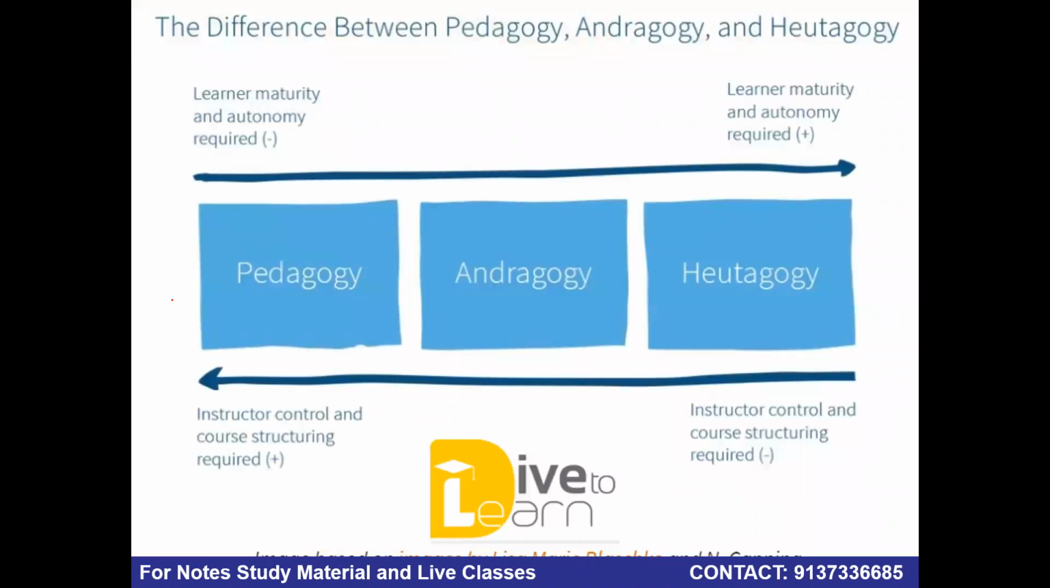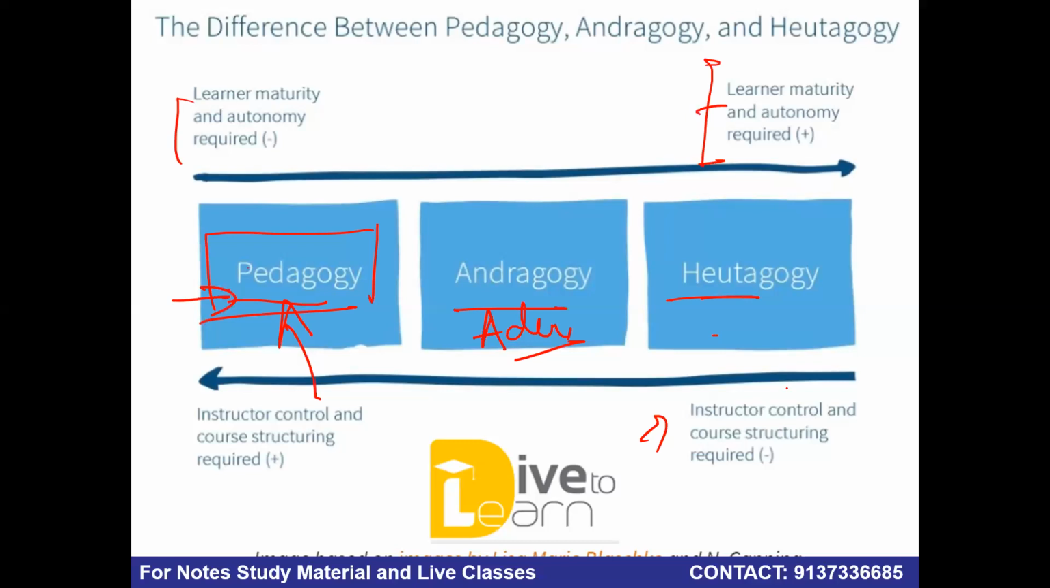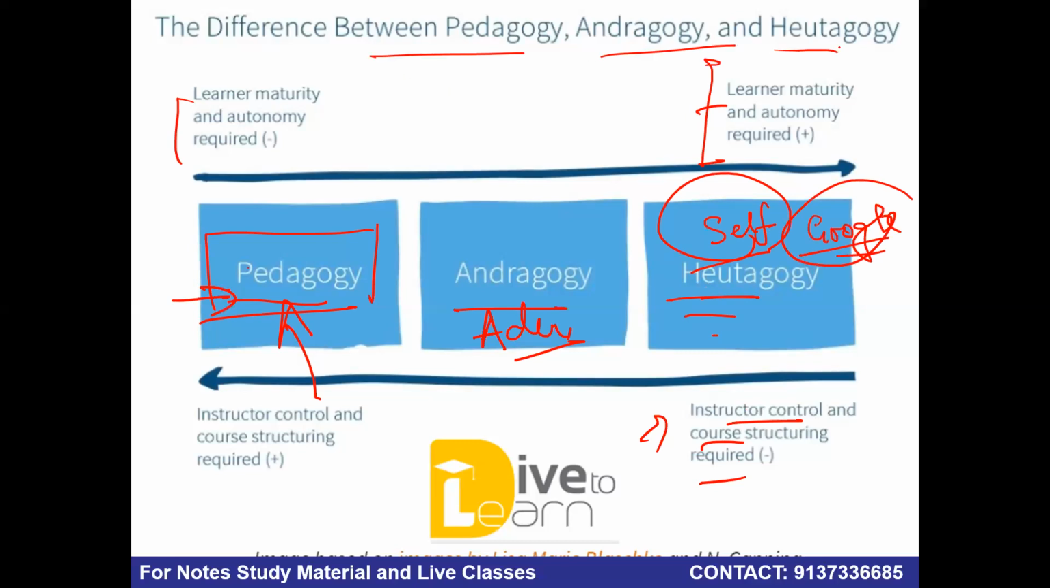So pedagogy is child teaching. Here learners' maturity and autonomy are less, and instructional, teacher-centered learning happens in pedagogy, with small kids. Andragogy is adult learning, the higher level of learning, where learners are more mature and autonomous, and instructional control takes a back foot. For example, self-directed learning. If you want to learn something, all of you are mature learners. For example, Google gives us a lot of self-learning opportunities. So this is pedagogy and andragogy.